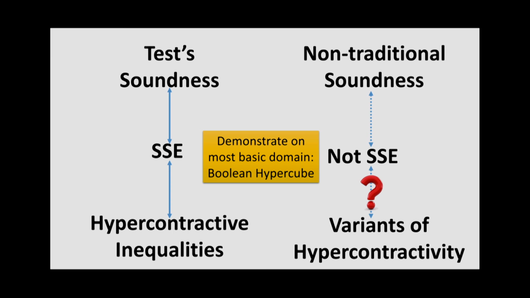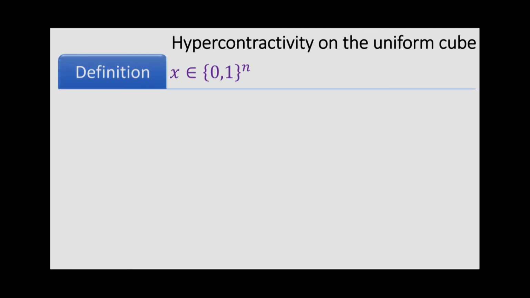Good. So what I'm going to say now can be said about many settings, including the Grassmann graph, the Johnson graph, the symmetric group, but I'll be focusing on the biased Boolean hypercube, which is the most basic variant you can consider. So what is hypercontractivity on the uniform hypercube? So here's a quick definition.